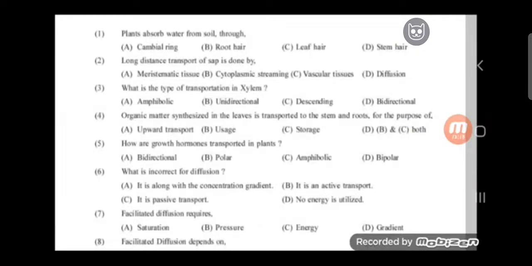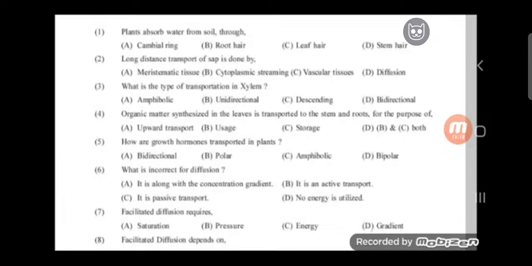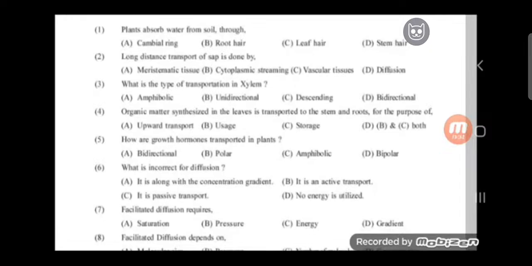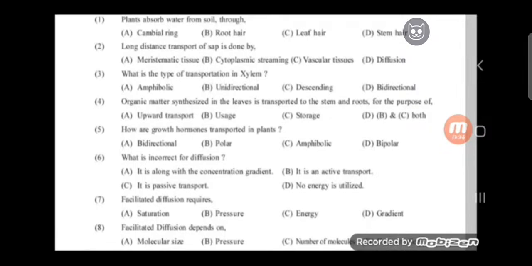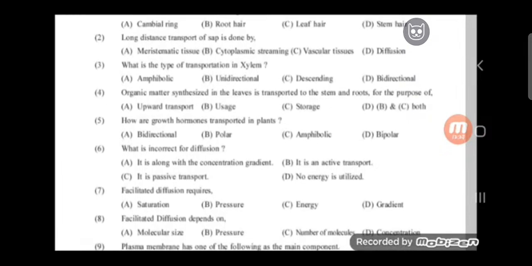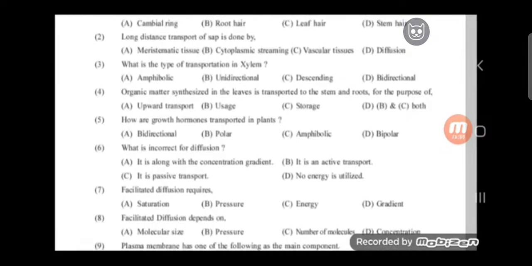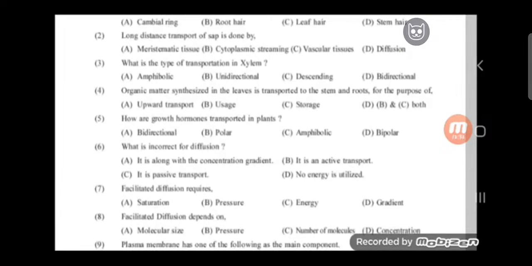Next is question number 5. They have asked, how are growth hormones transported in plants? Will they be transported in plants like bidirectional, or polar, or amphibolic, or bipolar? How is growth hormone transported in plants?